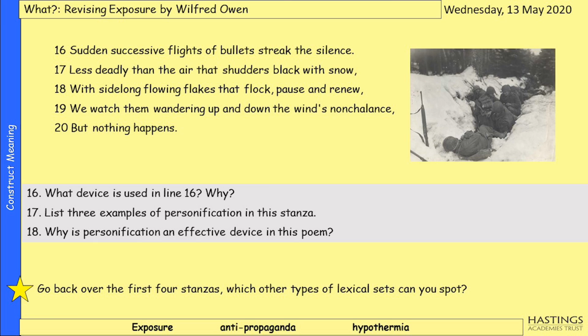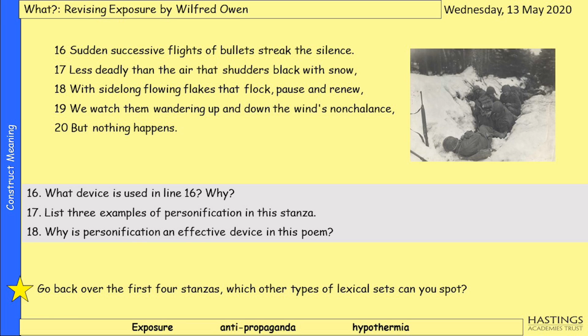Number 17. Three examples of personification in this stanza are the air that shudders, flakes that flock and pause, and wind's nonchalance. Incidentally, having flakes that flock could also be seen as zoomorphism because it could be linked to animals in terms of birds tending to flock.